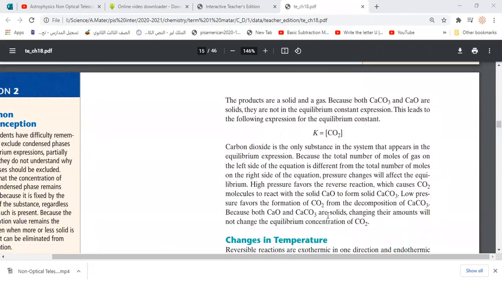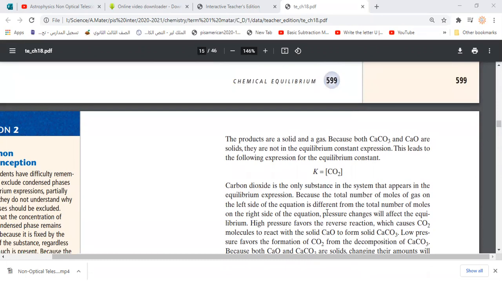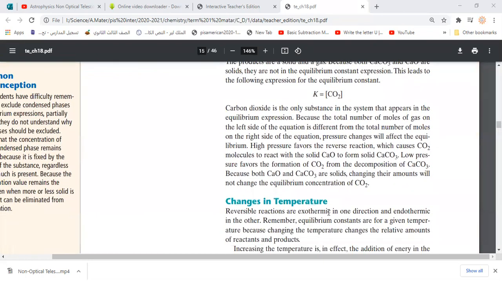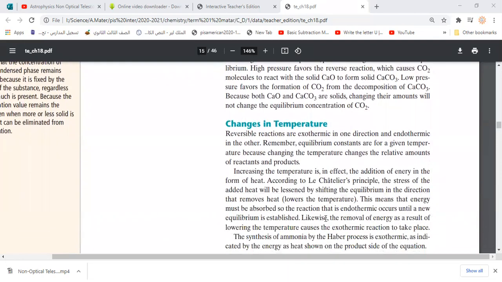So here, guys, we understand how the effect of pressure or concentration could shift the rate of the reverse and the forward reaction in case of an equilibrium reaction. Then we pass to the third factor, which is change in temperature.